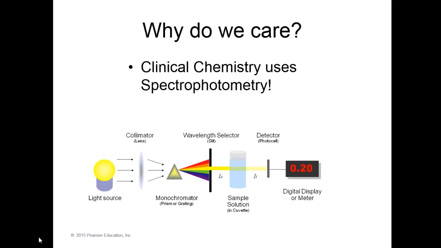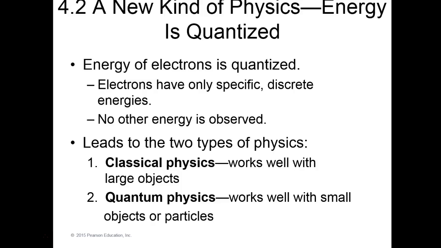Well, it's really important to understand these things because we use spectrophotometry in clinical chemistry. In the sample solution, as you can see in the cuvette over here, this is where we'd have the patient sample and reagent mixed together. We shine a light through a monochromator or prism, which isolates a wavelength, shines it through the sample, and we are given a detection on the other side. So that is one of the practical uses of this.